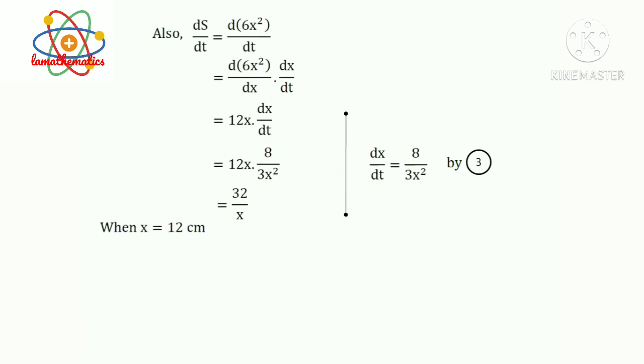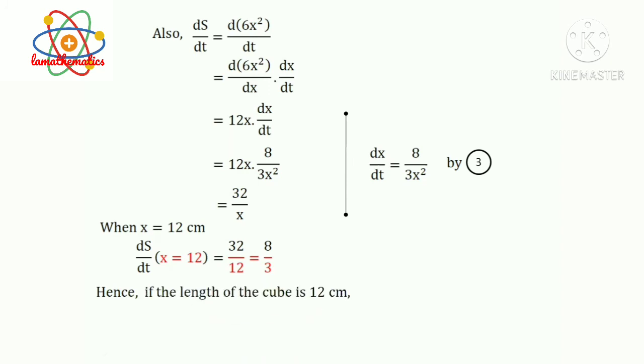When x equal to 12 centimeter, dS by dt when x equal to 12 equal to 32 by 12 equal to 8 by 3. Hence, if the length of the cube is 12 centimeter, then the surface area is increasing at the rate of 8 by 3 centimeter square per second.